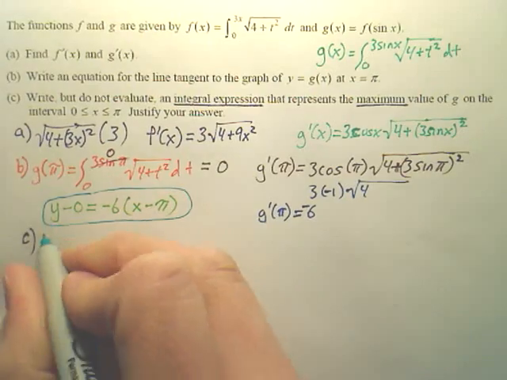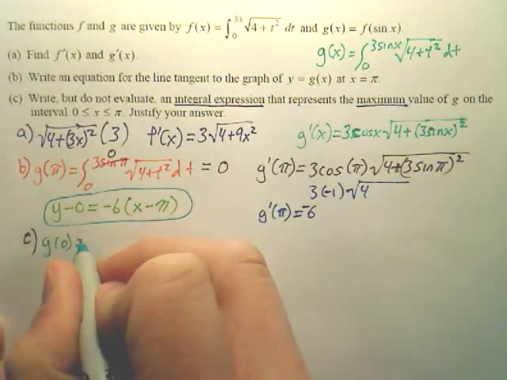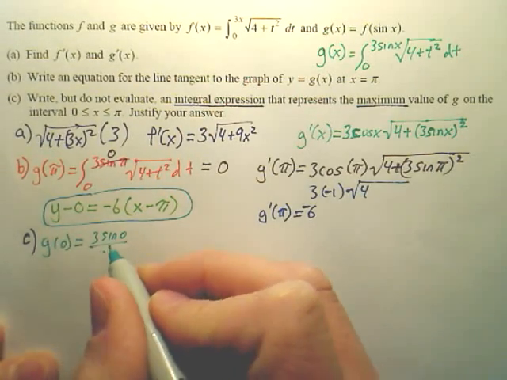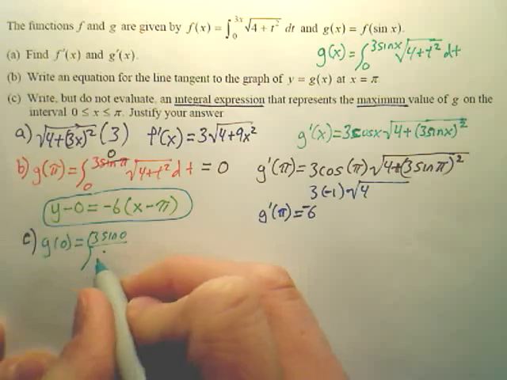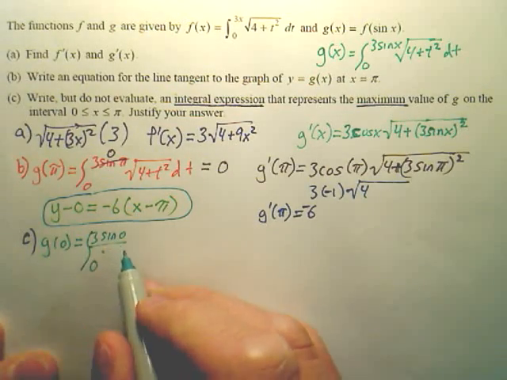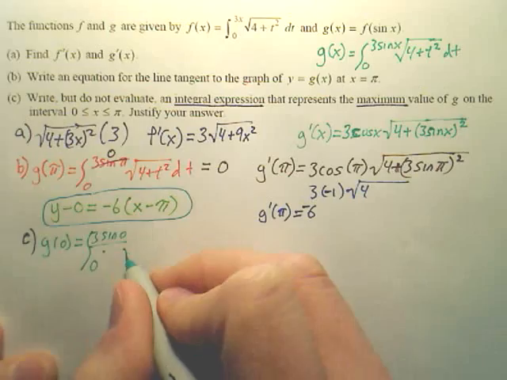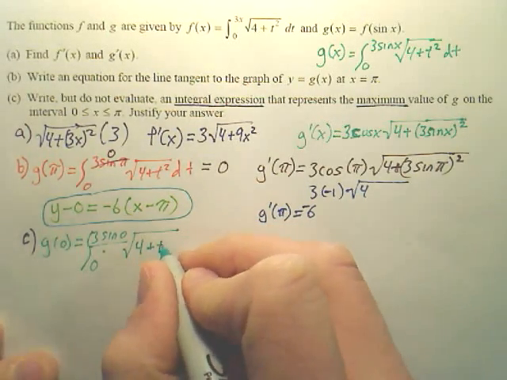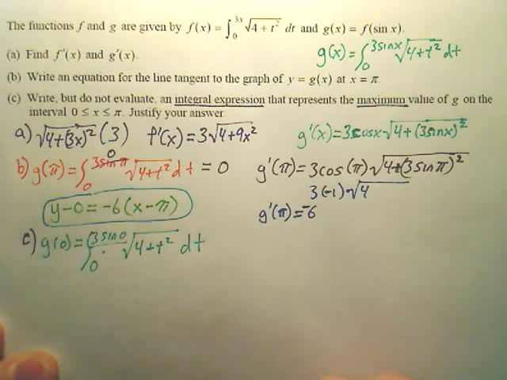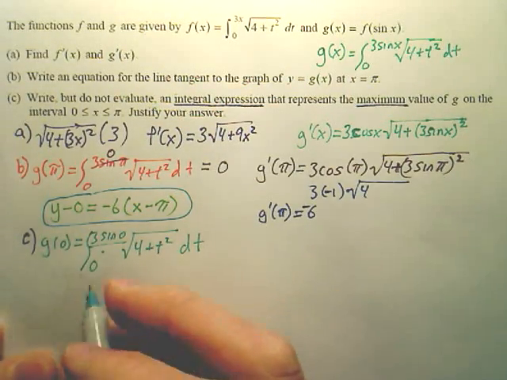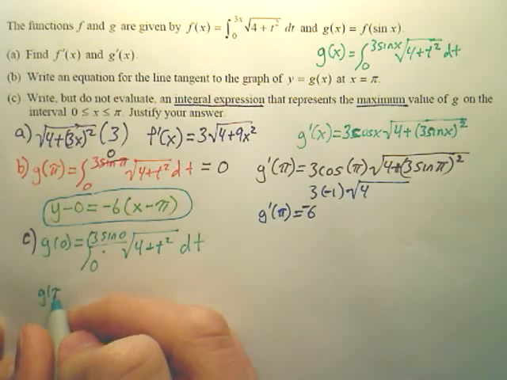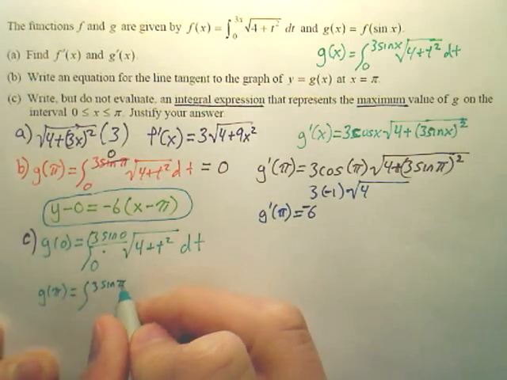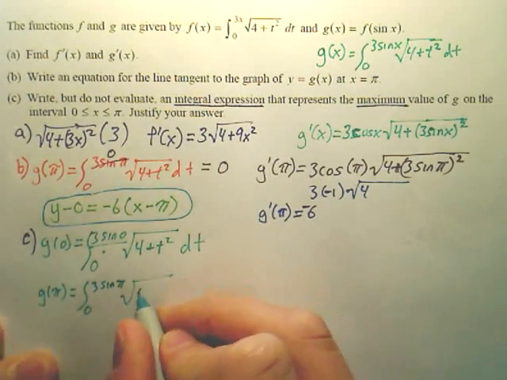If you take this function, if I find g of 0, that would be 3 sine 0. Oops, what am I doing? I'm doing the integral of this function right here, from 0 to 0 of the square root of 4 plus t squared dt. You guys okay with that? And then if we want pi, you do the same thing. 3 sine pi. This is 0.